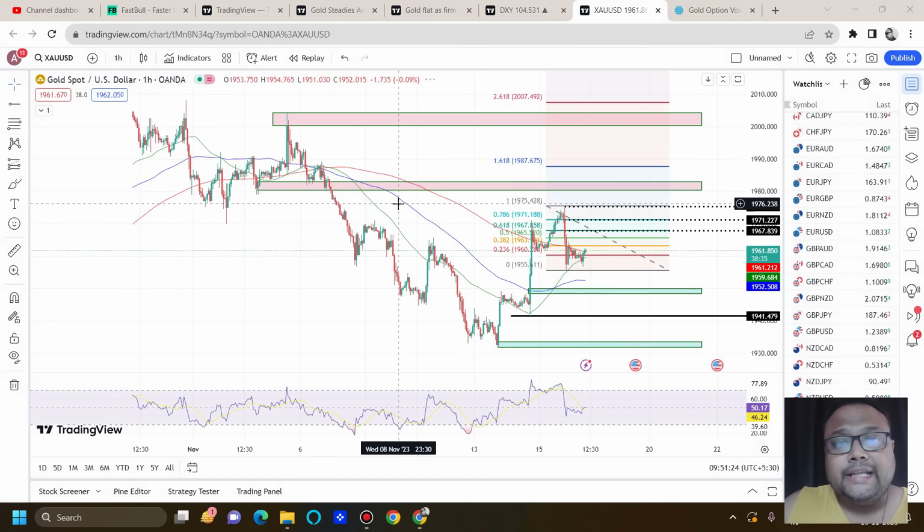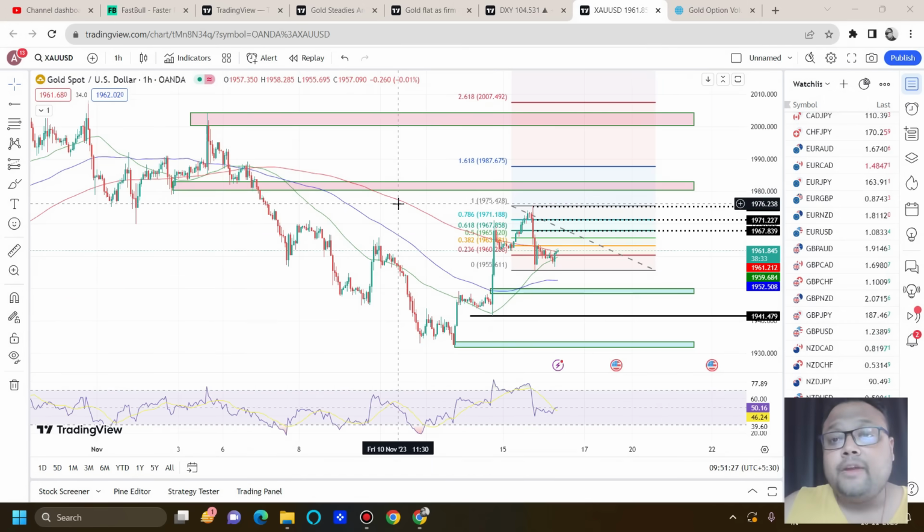But the problem with these levels is that they are far away from the current market price. And right now we can clearly see that there is not much volatility, and the sentiment of the market is also kind of mixed. So as a result, we cannot expect that the market will be taking a particular trend right now.